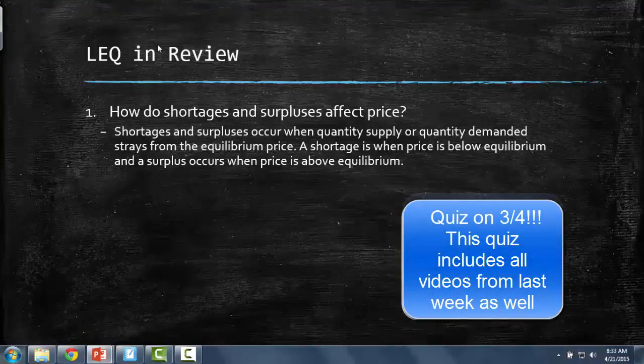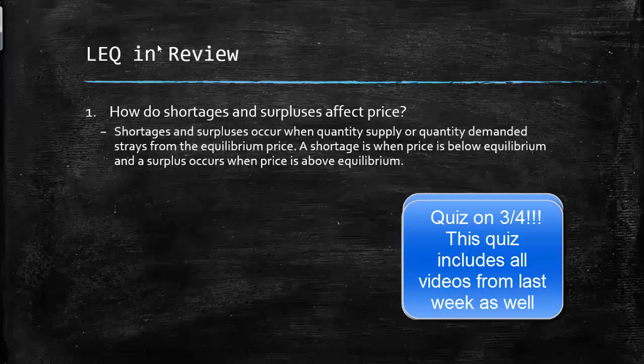And that brings us to our LEQ in review. Our LEQ is how do shortages and surpluses affect price. A shortage or surplus is when the quantity supplied or quantity demanded strays from the equilibrium price. A shortage is when price is below equilibrium, and a surplus occurs when price is above. The way we take care of shortages is by increasing the price. The way we take care of surpluses is by reducing the price.